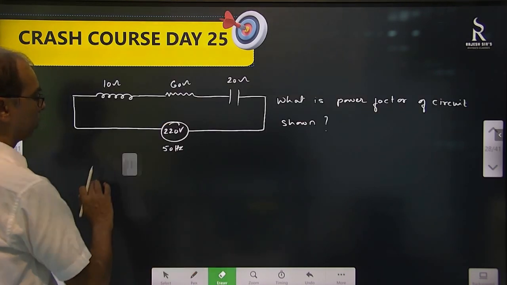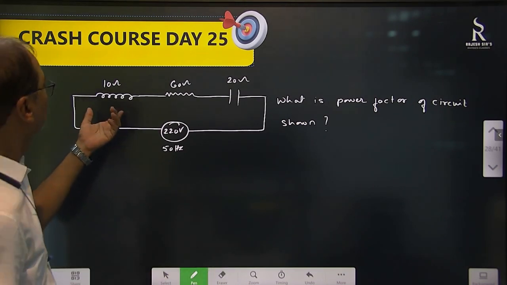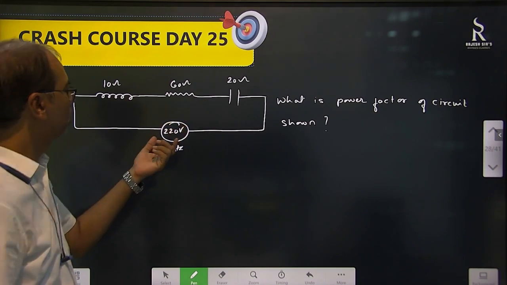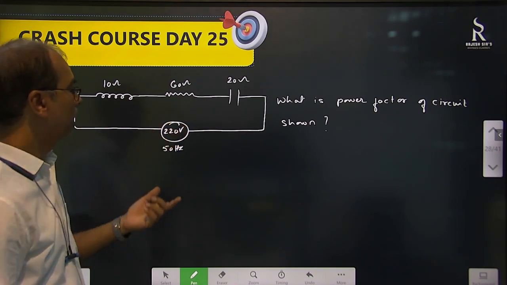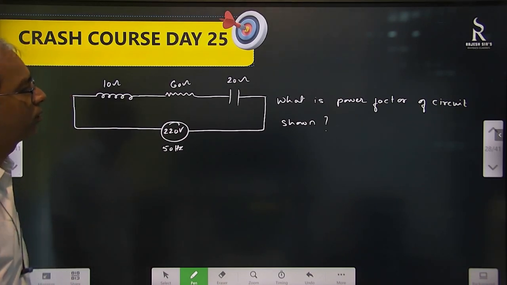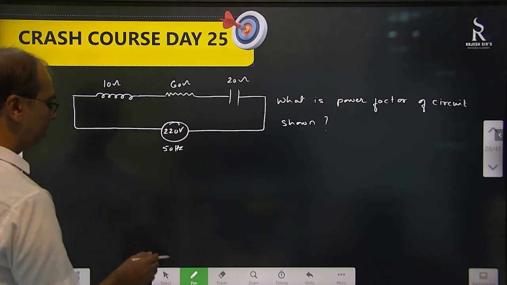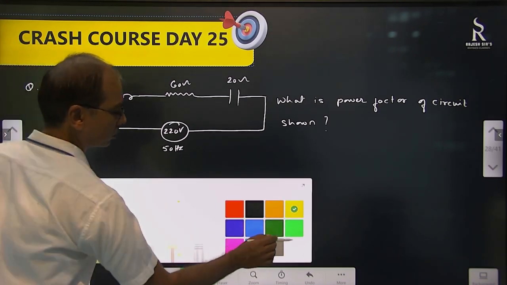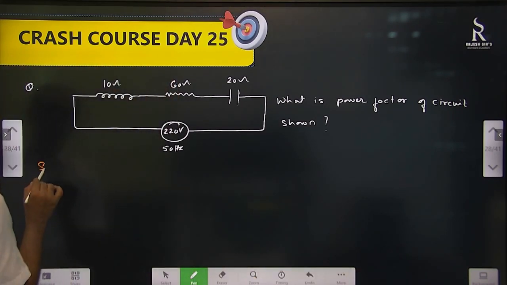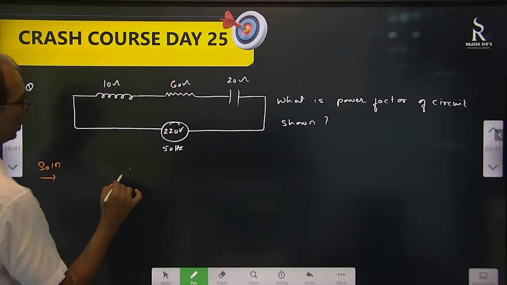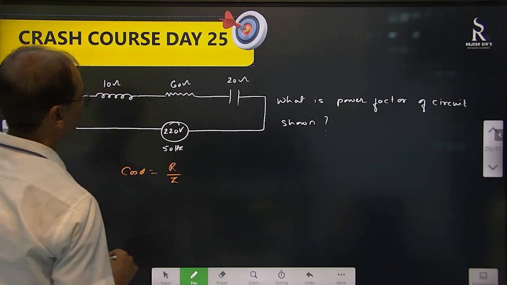Let's see then this question on that one. LCR: 10 ohm, 60 ohm, 20 ohm connected across source of 220 volt RMS and 50 hertz frequency. What is the power factor of circuit? Simple actually. R by Z we have to find power factor. We know cos phi is R by Z. So Z we have to find. So Z is what now?